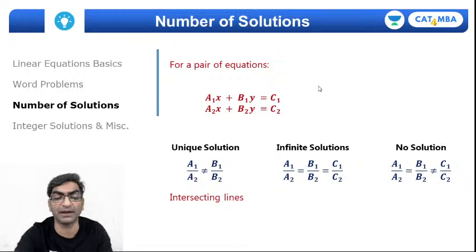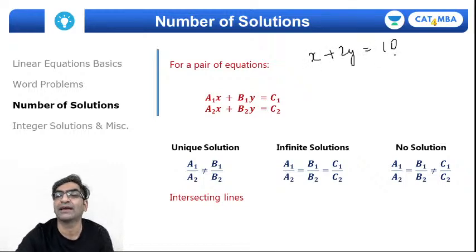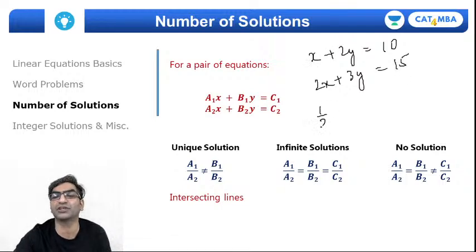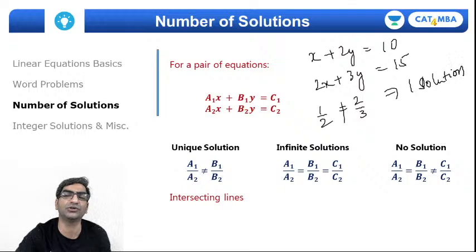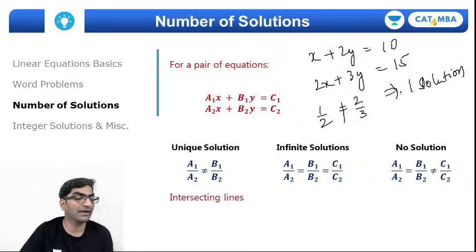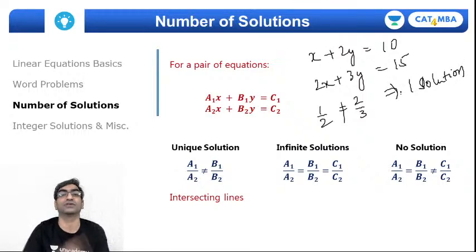Meaning if I'm writing an equation, and if I have x plus 2y is equal to 10 and I give you 2x plus 3y is equal to 15, right? What do you notice? The ratio of coefficients of x is 1/2, the ratio of coefficients of y is 2/3, obviously these are unequal. So without solving, you know that I have one solution. I don't need to solve it. I can observe and make this conclusion. It will have one solution, right?